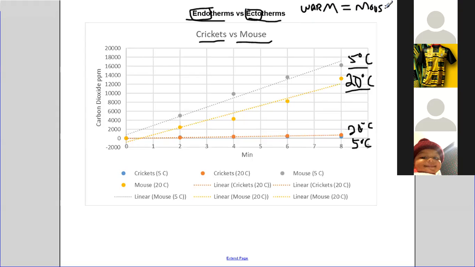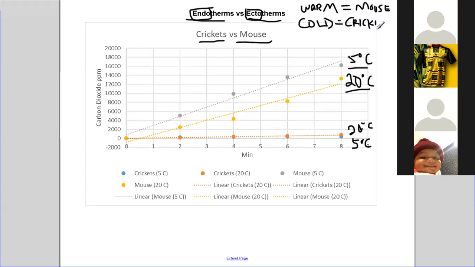But what if a mouse is warm-blooded, and that's what endotherm means? What do you think ectotherm means? Then it's going to be cold-blooded. So if we were doing this in the classroom, which we would, these crickets, their body temperature is dependent upon whatever the temperature is in the room.